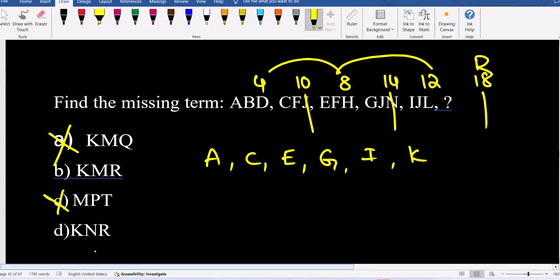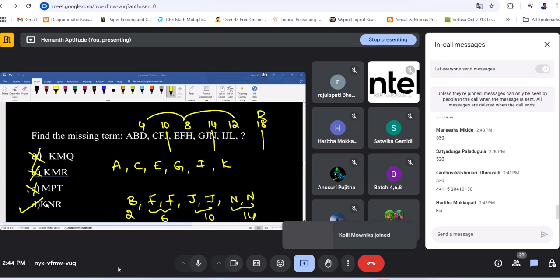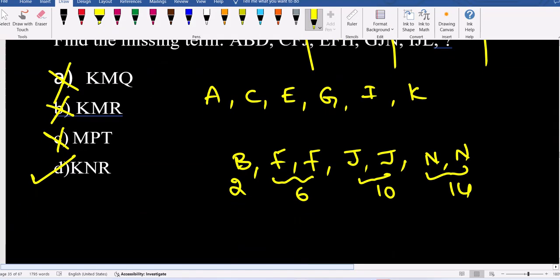Now the middle letter M; we'll check. So B, F, again F, then J, J. This is 2, this is 6, this is 10, this should be 14, N. The letter repeating two times should be N, not M. K, N, R. K, N, R is suitable.